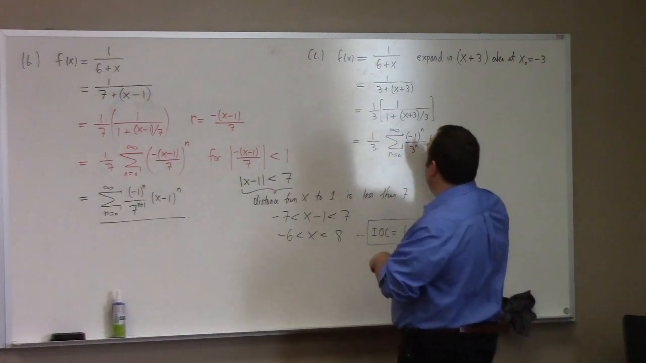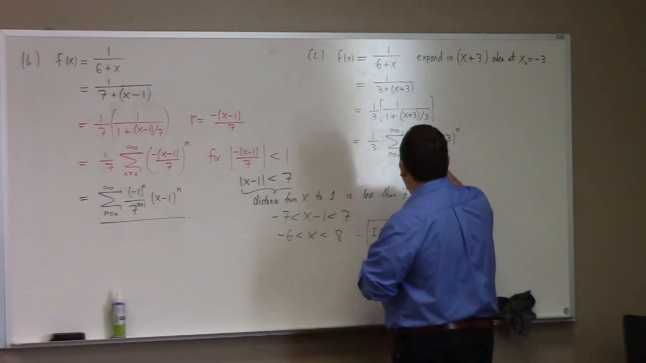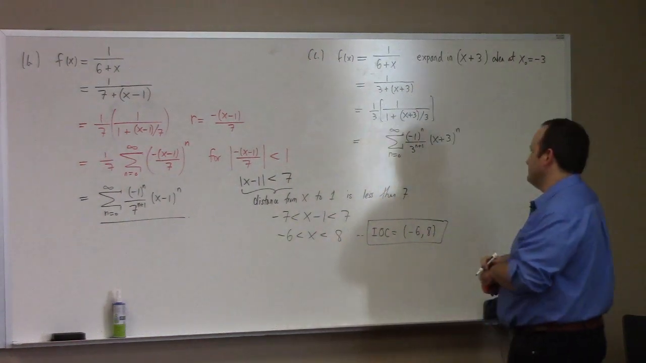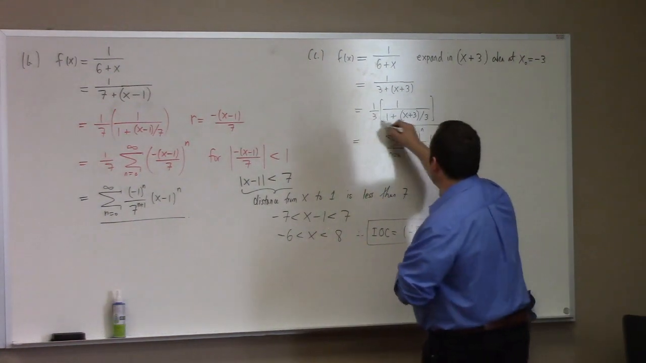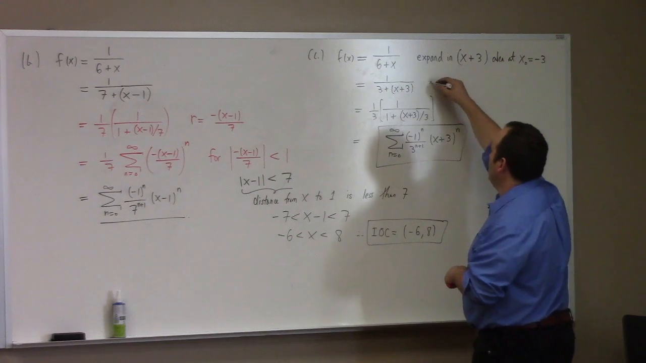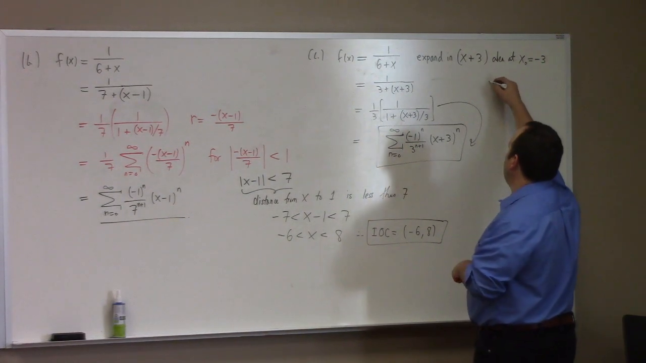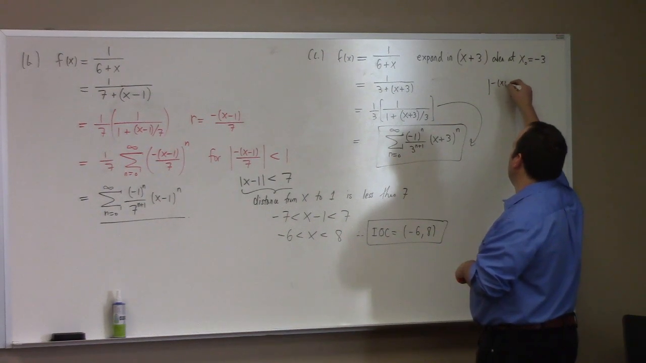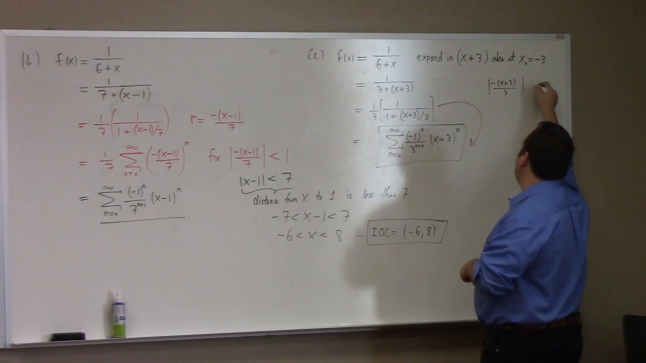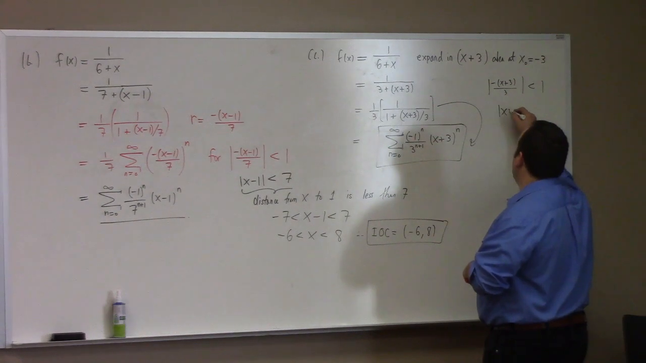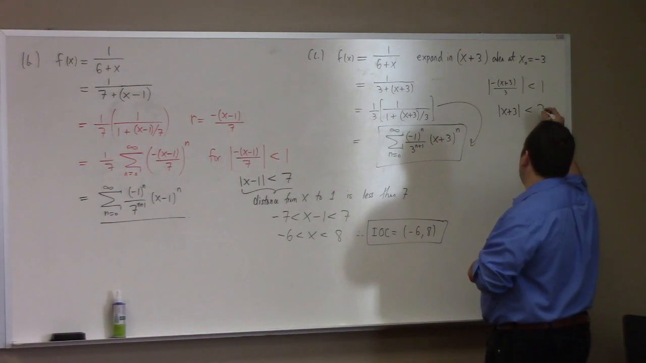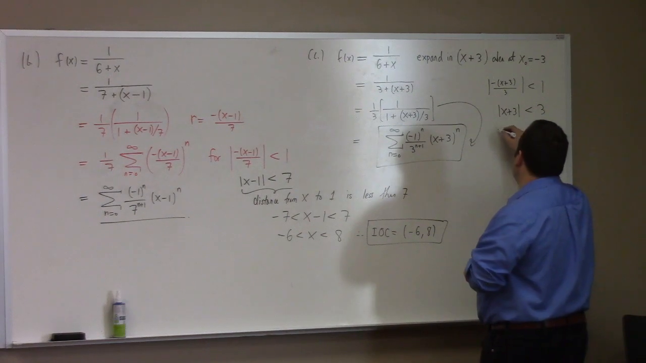And we can pull the third inside, right? And this is going to be for what? What's the condition? We need the absolute value of minus x plus 3 over 3 to be less than 1, aka absolute value of x plus 3 less than 3, which is to say that x is an element of, well, 0 to 6, right?